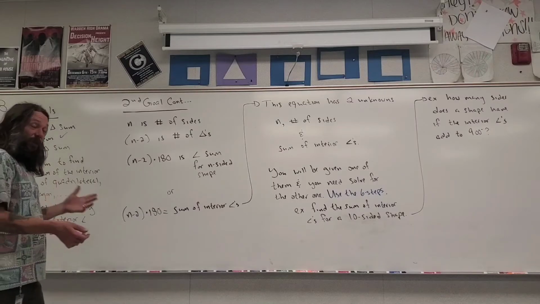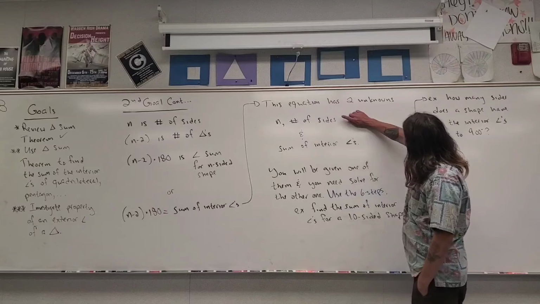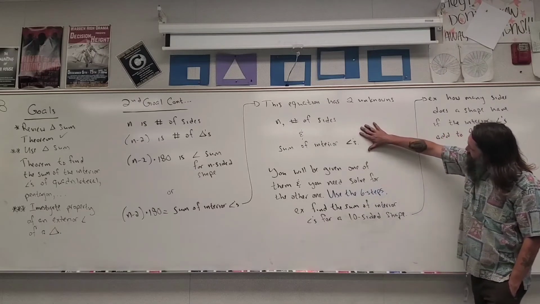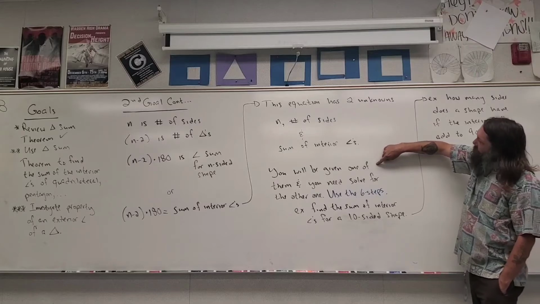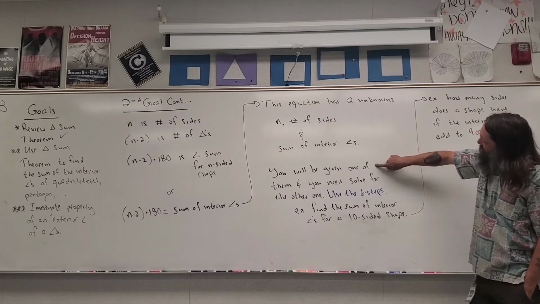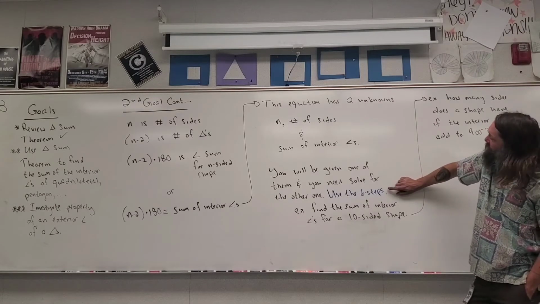Okay, so this equation actually has 2 unknowns. It has n, which is the number of sides, that's one unknown, and the other is the sum of the interior angles. You'll be given one of them and you will need to solve for the other one. We solve using our 6 steps from earlier in the year.